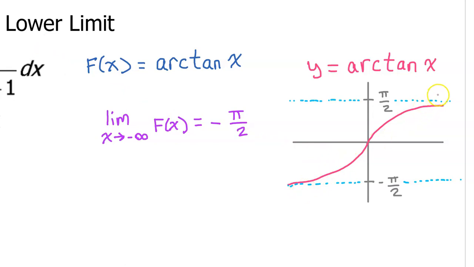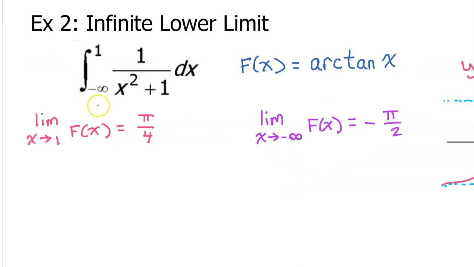Reflecting the tangent graph over the diagonal line y equals x gives us the graph of arctangent. So if we want to know what the limit of arctangent is as x approaches negative infinity, we can just use the graph. As we go to the left, arctangent gets closer and closer to negative pi over 2. So that's the limit. We can find the value of this improper integral by subtracting the upper limit minus the lower limit. In other words, pi over 4 minus negative pi over 2.